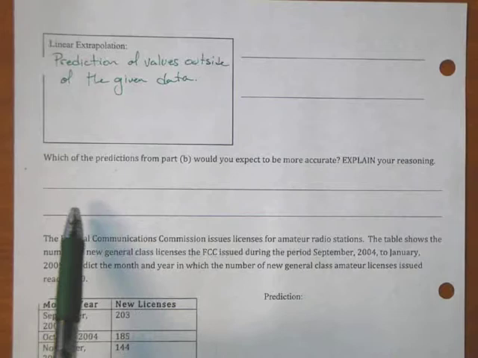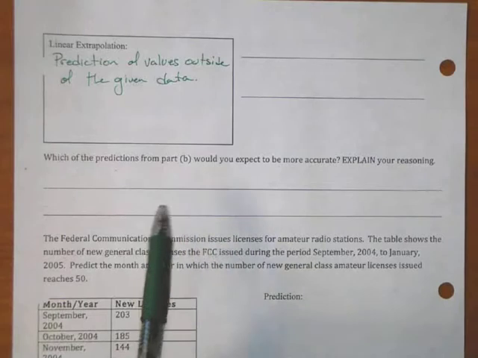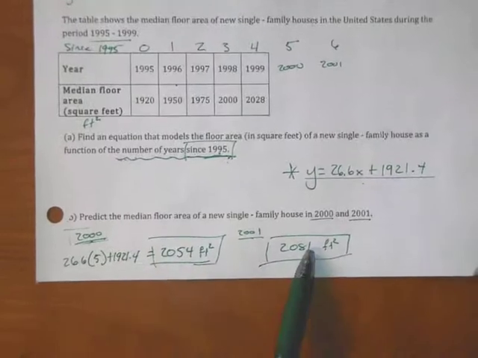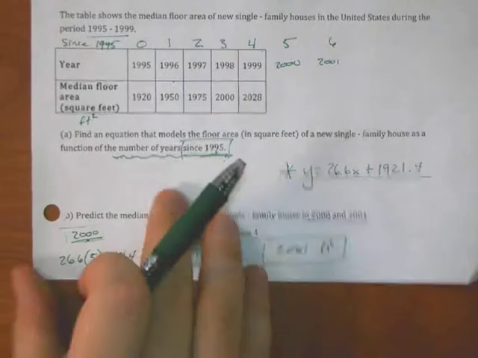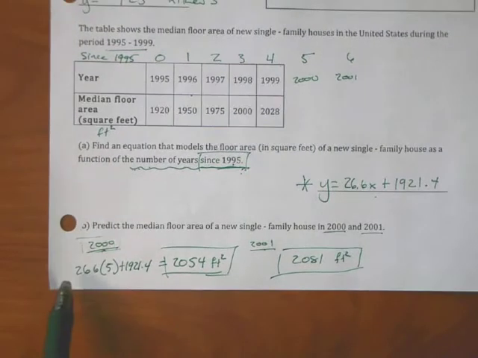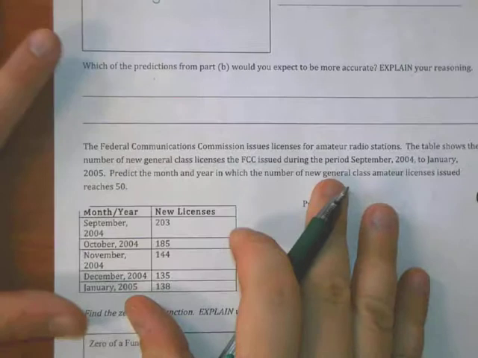Now you actually have to do a little thinking here. Which one of those predictions from part B would you expect to be more accurate? Would you expect this one or this one? The first prediction, we would expect it to be more accurate because it's closer to our original data.